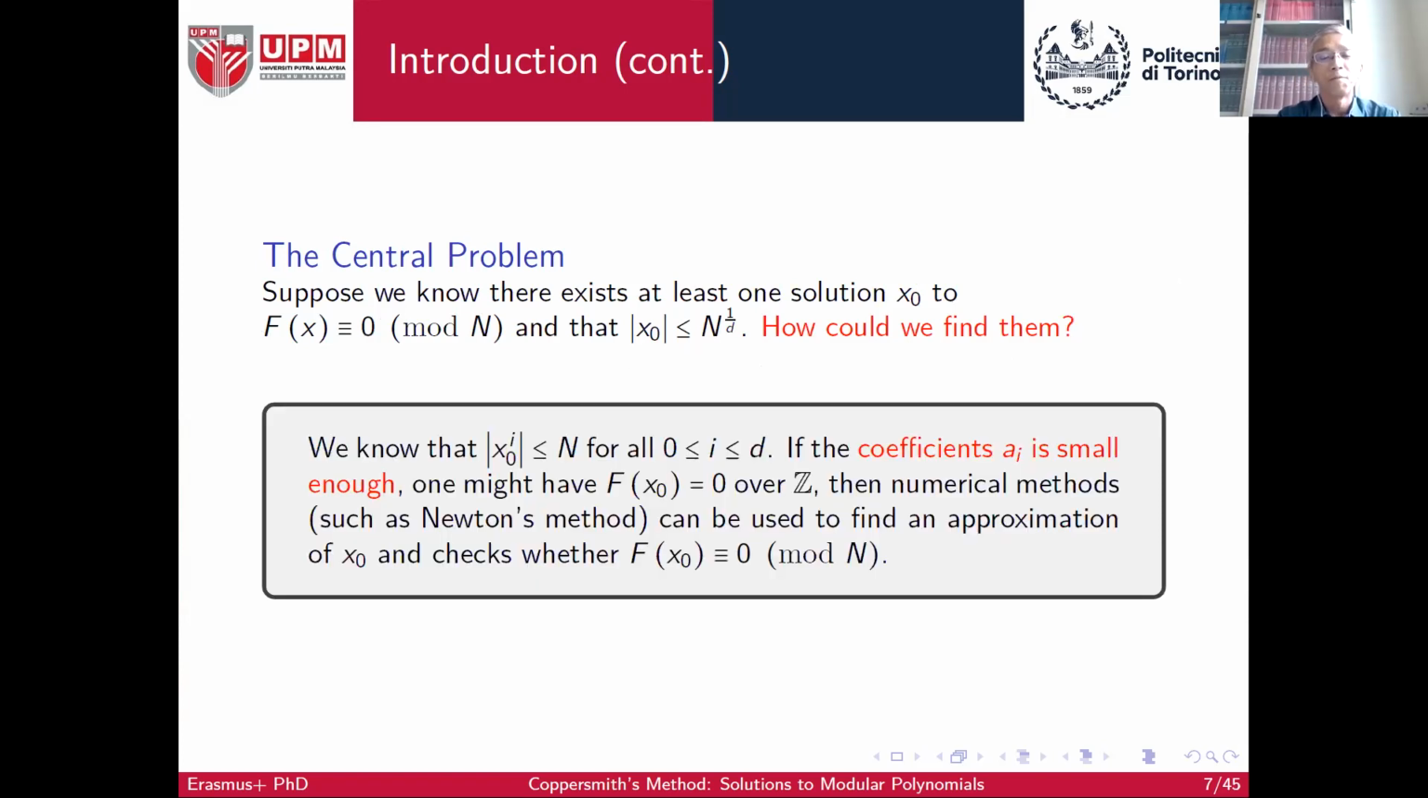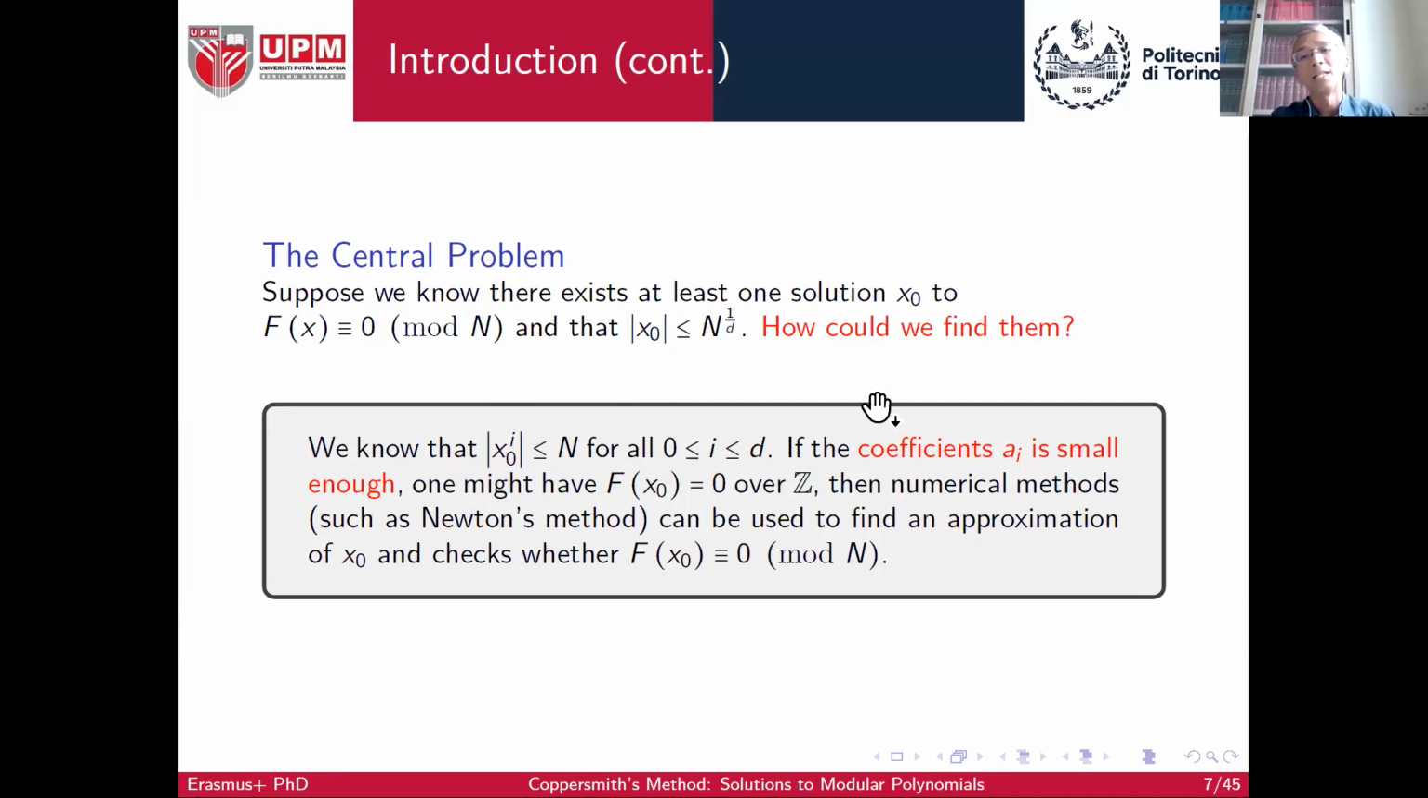Now, from the facts of this central problem, if we know that the root is at most N to the power of 1 over d, it is definitely less than N. Moreover, if the coefficients of the modular function are small enough, then there is a possibility that we have the root such that f(x0) equals 0 over the integers.